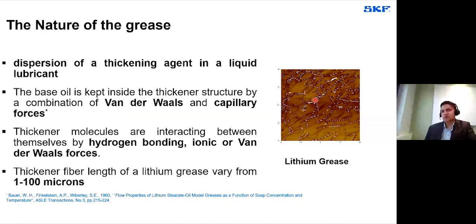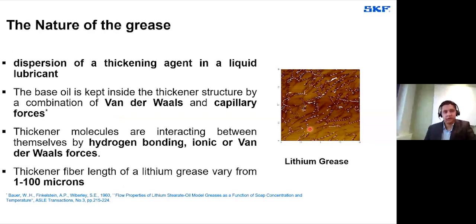Here what you see is a helical coiled structure. Those are the thickener fibers, and you could clearly see that they interact with each other and crisscross to form a microstructure. In between the microstructure, you have an empty space where the base oil, the liquid lubricant, will be present. In this case, it looks like a yellowish or brownish color.